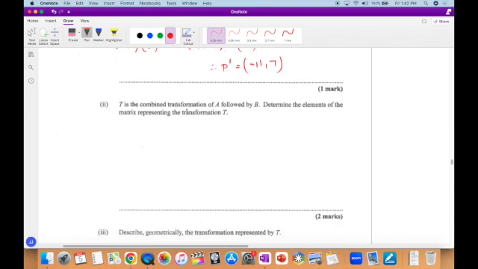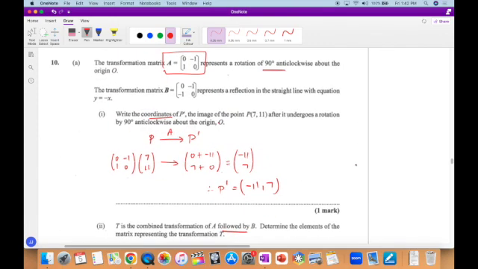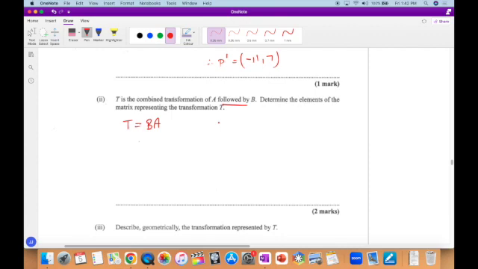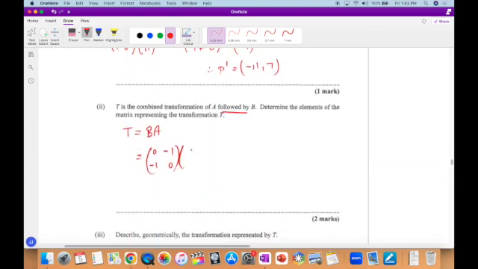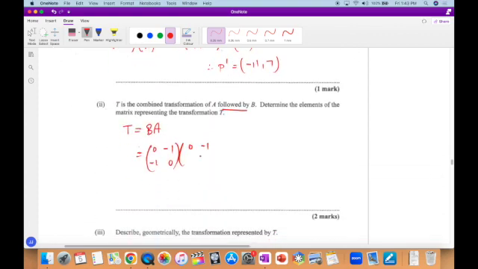T is a combination transformation of A followed by B. A followed by B, so T is B and then A. Determine the elements of the matrix represented by transformation T. So we have B multiplied by A. B is 0, -1, -1, 0. And then A is 0, -1, 1, 0. And so this will give us T.